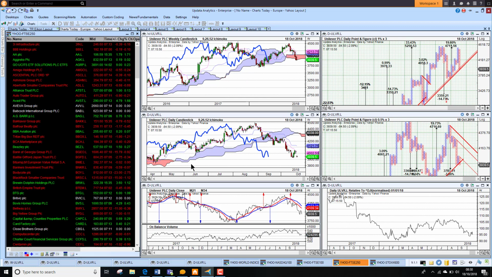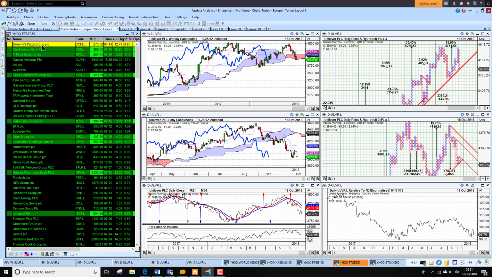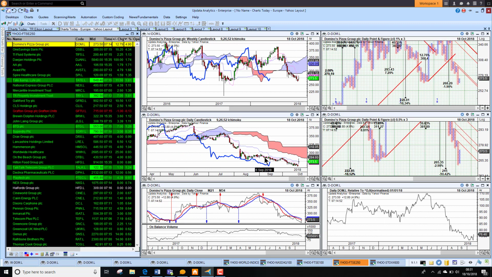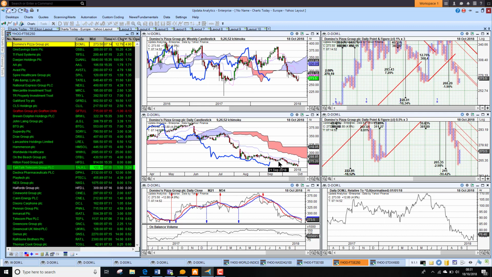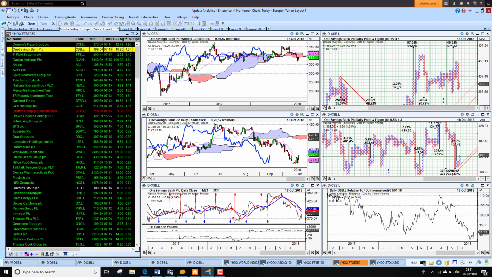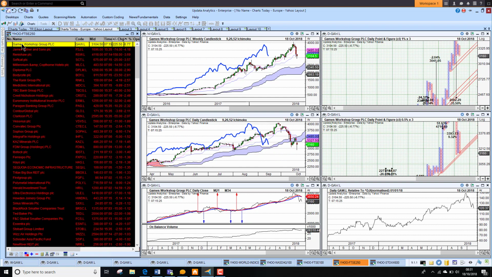The FTSE 250, just looking at the leaderboard here. Again, this data coming from Yahoo. Domino's Pizza is looking strong, but has been pretty weak of late. A 5% rise there, but not really changing the chart. And One Savings Bank also just starting to look a little bit stronger there, bouncing off a recovery, maybe finding some long-term support.